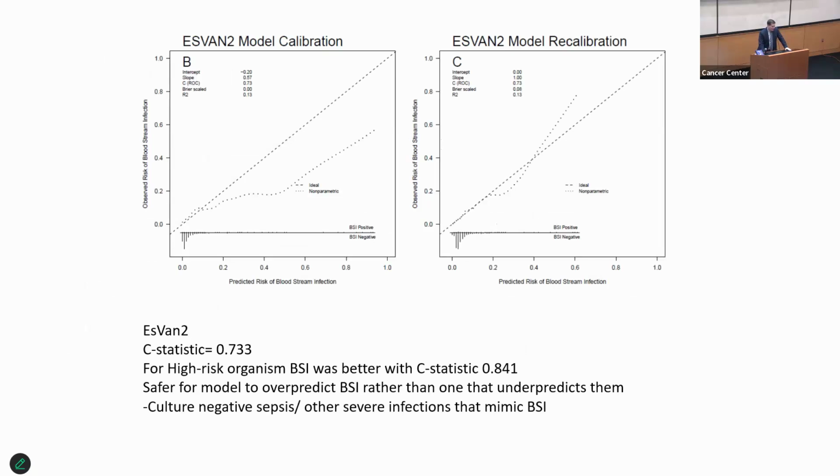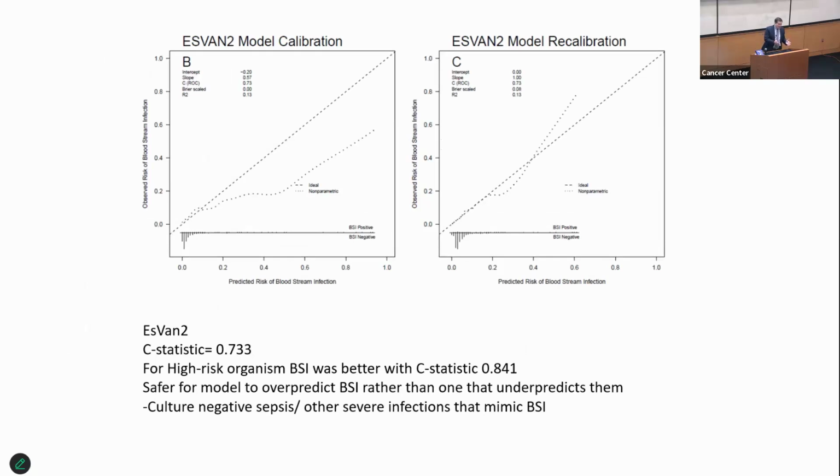And so what we found was, the C statistic did fall a little bit to 0.733, but it was still really good for high-risk BSI at 0.841. But interestingly, the calibration showed almost perfect calibration in risk under 20%, and then tended to overpredict a little bit.